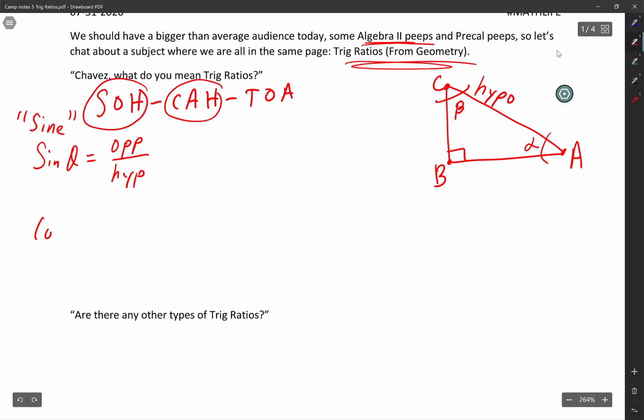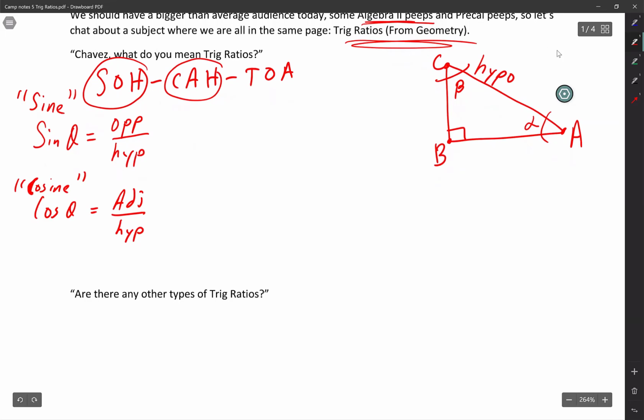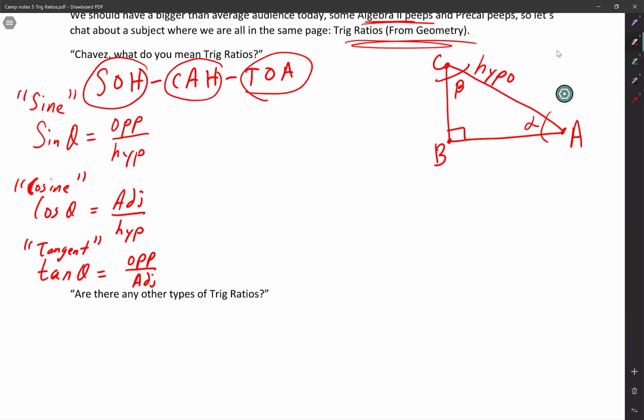And then cosine theta, C-O-S with a theta on it, is adjacent over hypotenuse, and we'll talk about what adjacent means, guys. You pronounce it cosine. And then tangent. Tangent is T-A-N theta, and tangent is opposite over adjacent, because that's what the O and the A stand for. You pronounce it tangent, T-A-N-G-E-N-T. There's actually a reason why we pronounce these the way we do, but that's another topic for another day.